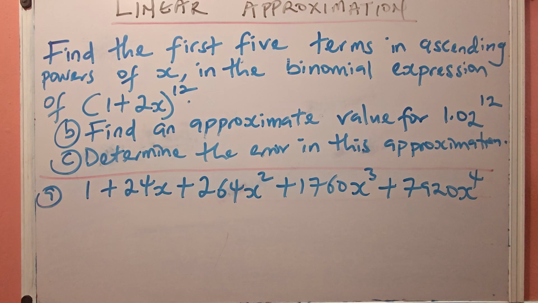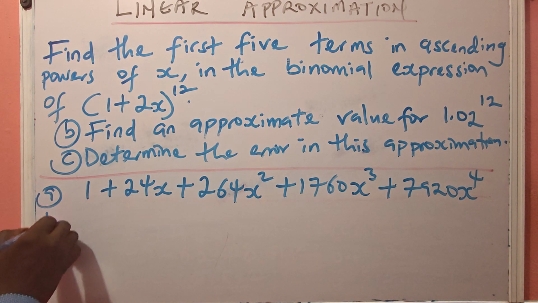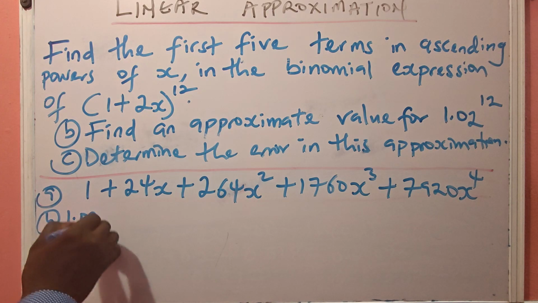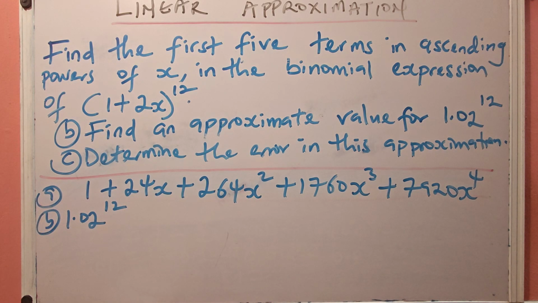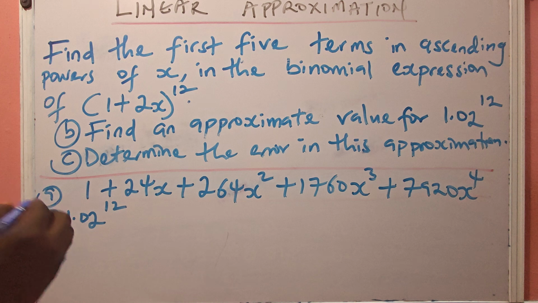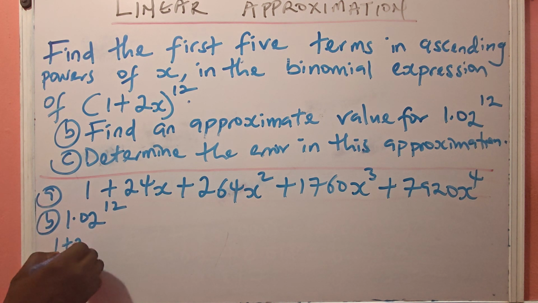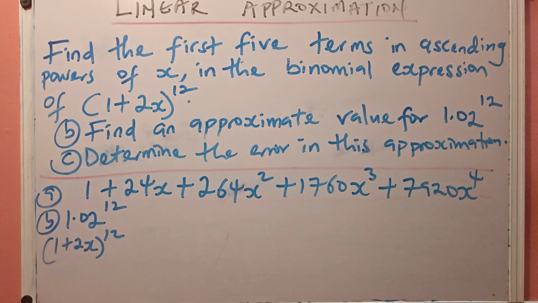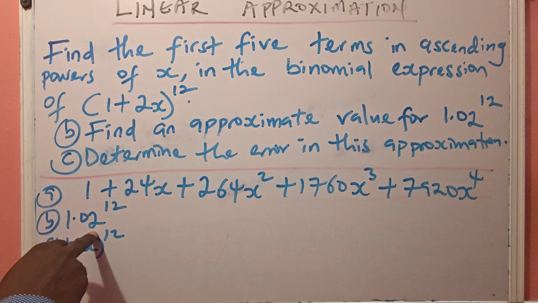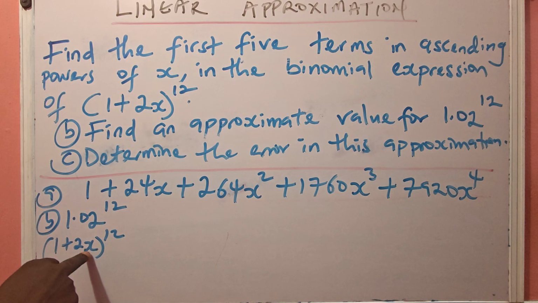So what we have to do next is to solve part B, which was to find an approximate value for 1.02 raised to the power of 12. So the approach to this, as I told you earlier, is that your expression before was (1 + 2x) raised to the power of 12. So what you have to ask yourself is, what should my x be that will turn this entire 1 + 2x to 1.02? What value should x be that would make 1 + 2x equal to 1.02?